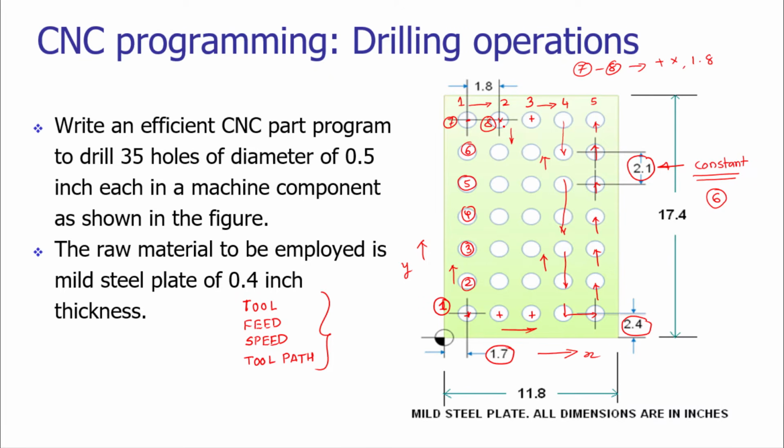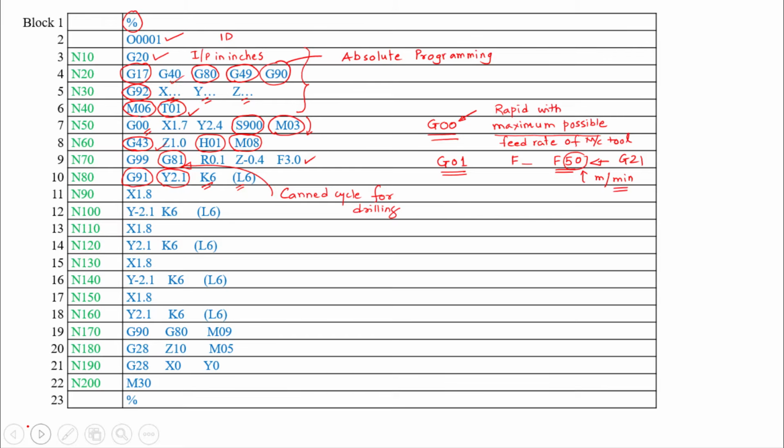So G91 would remain on until we say there is a need to go back to the G90 command. So positive x with a distance of 1.8 inches. That information we will write here. We are simply writing X1.8. When we write X1.8, the tool will go to x 1.8 and carry out the drilling operation at this location. Its y position would be the same. We need not mention the y position once again.